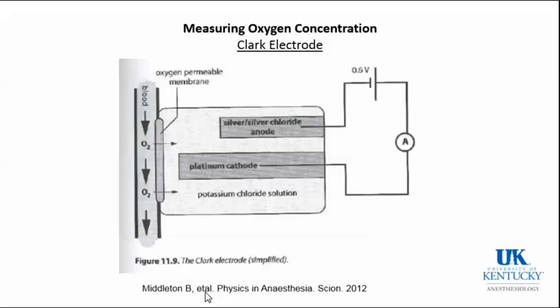And this is how it works. Basically, a platinum and a silver electrode inside a bath, and there's a semi-permeable membrane which separates it from the blood, and it then calculates the pH of the blood in this manner.